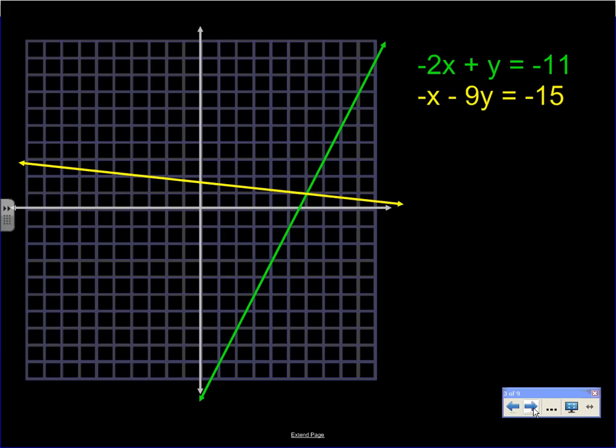The third scenario is here on the next slide. You have a yellow line, which is negative x minus 9y equals negative 15, and the green line, which is negative 2x plus y equals negative 11. The solution is where those two lines intersect, and they're intersecting right here at this point. So the answer is 6, 1, the solution to that system of linear equations.